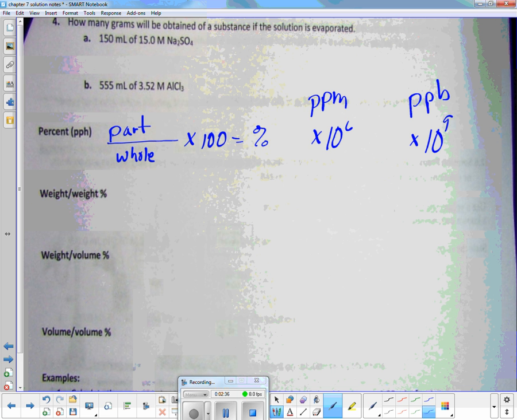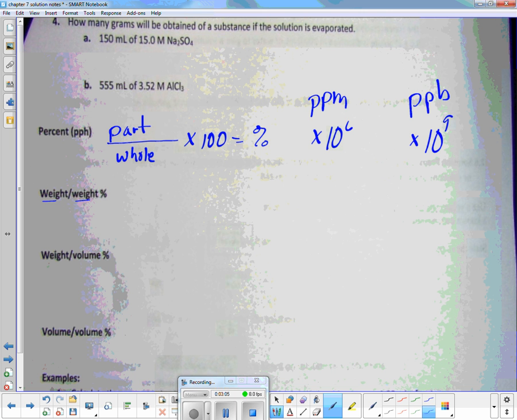So when we do a weight percent, we're using both weights. So we mass out the whole thing. We take the mass of whatever we're trying to find the percent of, divide it by the total mass, times it by 100, we got percent by weight. Weight by volume is if I take and maybe dissolve so many grams of salt into water. So I would take the grams divided by the volume that I dissolved it in, times 100.